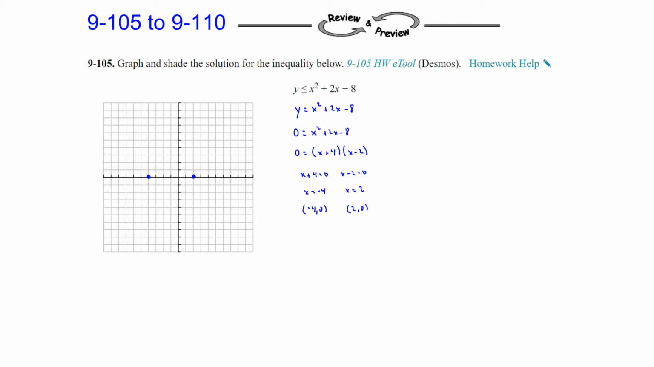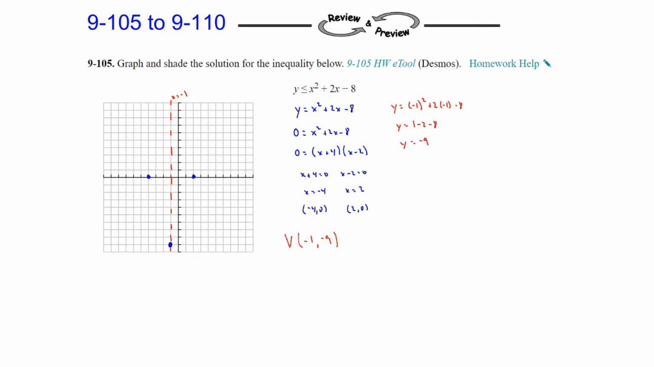We also now know that the vertex falls in between those two, so our line of symmetry occurs at x equals negative 1, so therefore our vertex is at x equals negative 1 as well. So we're going to plug negative 1 back into the equation for x: negative 1 squared plus 2 times negative 1 minus 8. This will be 1 minus 2 minus 8, and that would be equal to negative 9. So our vertex is at (negative 1, negative 9). All right, so that's pretty good.